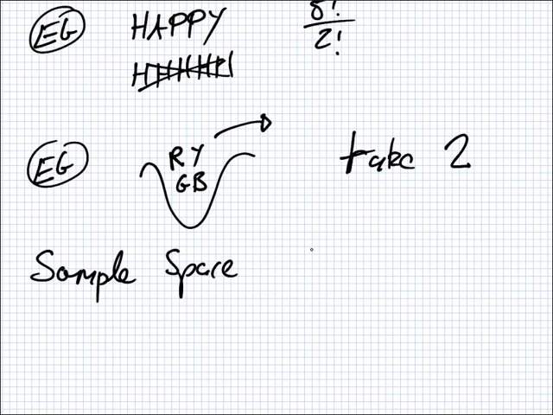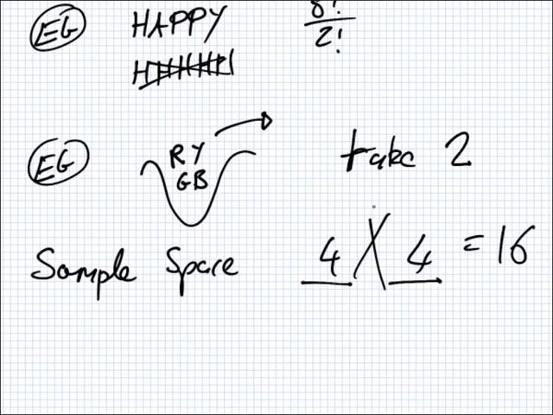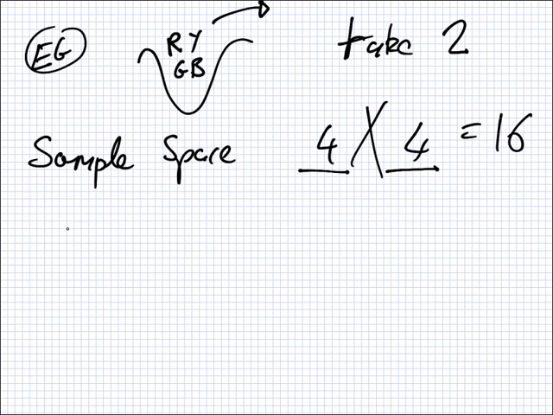So when I pull out the first colour, how many choices do I get? 4. And the second one? 4, because I put it back in afterwards. So I should have a possibility of 16 here. Okay? So let's write them out. So you can have red and then get red again, red and yellow, red and green, red and blue.